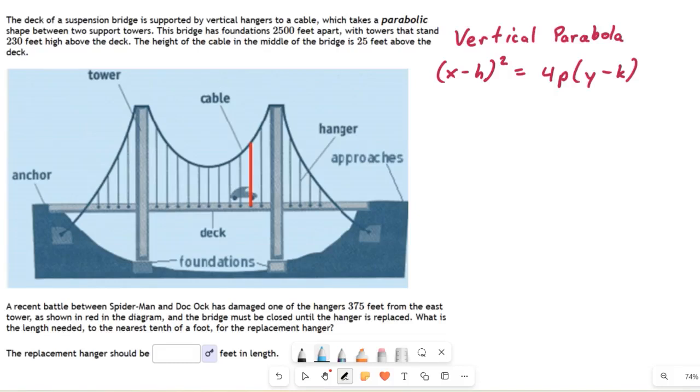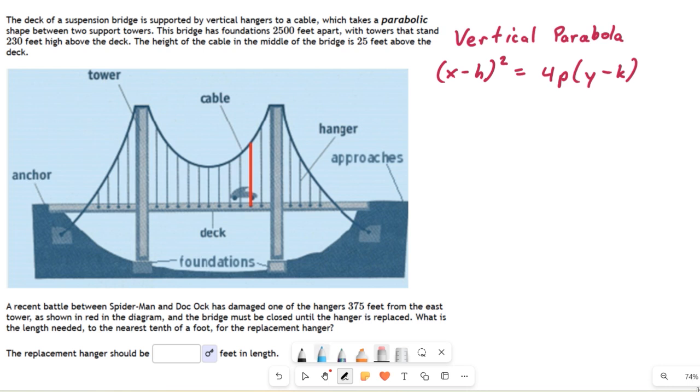Okay, so we have this cute little bridge here, and we're told that the cable supporting the deck is in the shape of a parabola, which is really convenient because we know the equation for that shape. I've written it right here. Now, this is the equation for a vertical parabola. If you had a horizontal parabola for some reason, you'd want to use a little different equation.